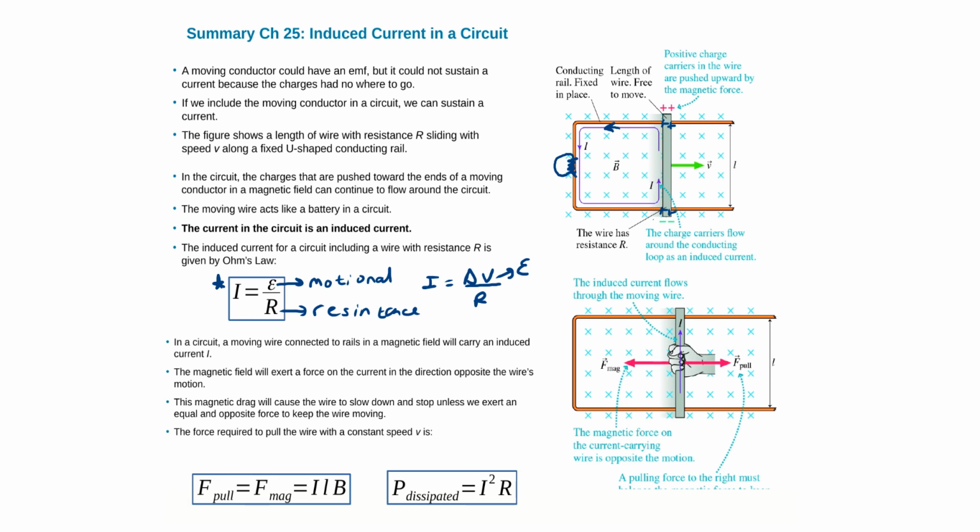If I am pulling a wire to maintain its motion at constant speed, we should have equal and opposite forces. So we should apply a pull force that is equal to magnetic force. Once the current is generated in this wire, we will have the magnetic force equal to the current times the length of it times the magnetic field. This is from Unit 2, and the pull force will be equal to that. Another thing we can calculate from Unit 2, we know that power dissipated across a resistor is equal to current squared times R. We can use that to calculate what is the power dissipated.